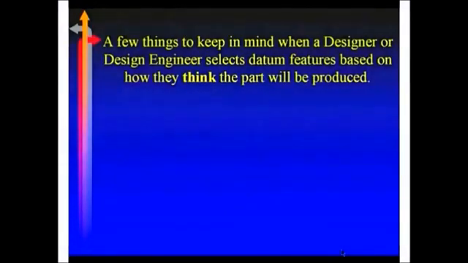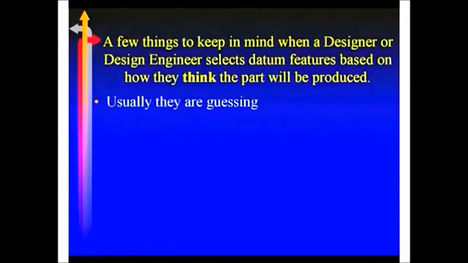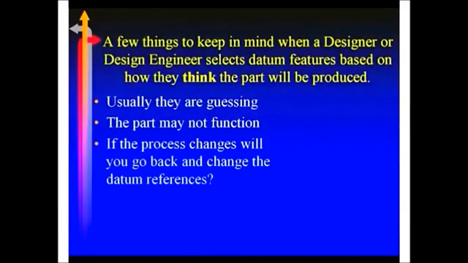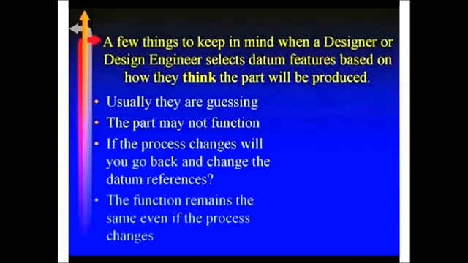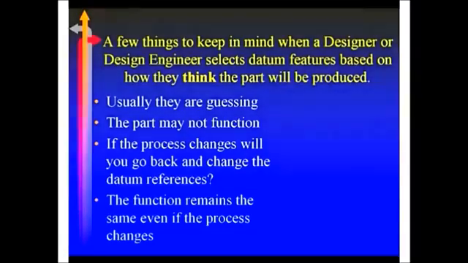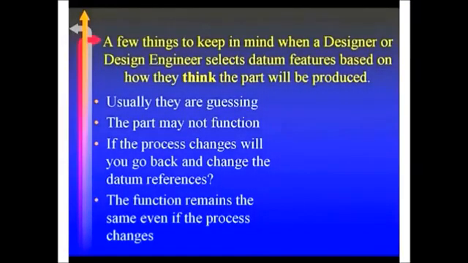A few things to keep in mind when a designer or design engineer selects datum features based on how they think the part will be produced. First of all, they are usually guessing and really don't know how the part is going to be made. But even if they do, the part may not function that way, so you get a part that's easy to produce, but it doesn't work. And what if the process changes or you change suppliers? Do you really think anybody's going to go back and change the datum referencing on the drawing? No way. The function remains the same, even if the process changes. So let's select datums based on their function.